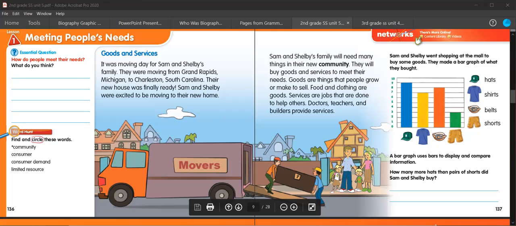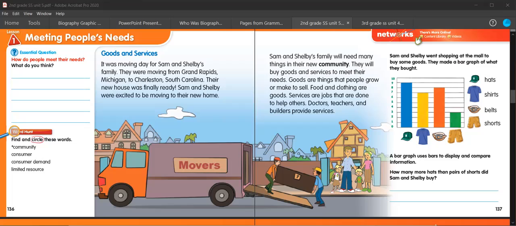How many more hats than pairs of shorts did Sam and Shelby buy? So here, this is a math problem. They're asking you to find the difference. So remember, when we find the difference, we're subtracting. So how many more hats than shorts? So we know the number of hats we said was 9, and the number of shorts was 3. So you're going to find the difference by subtracting your small number from your big number. So we're going to do 9 minus 3, and you're going to find your answer to find out how many more hats they bought than shorts.